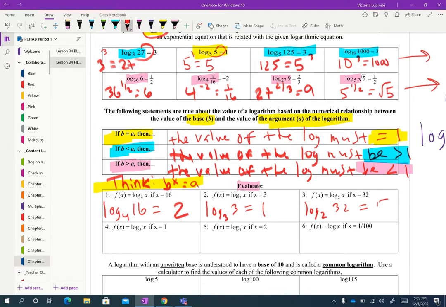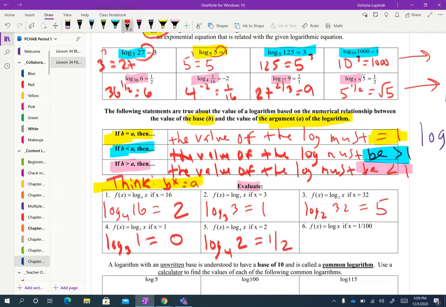Log base 2 of 32. 2 to the what power is 32? That's 5. In number 4, log base 3 of 1. 3 to what power is 1? Has to be 0. Log base 4 of 2. So 4 to what power becomes a 2? Well, how does a 4 become a 2? You take a square root, and of course a square root is a 1/2 exponent.